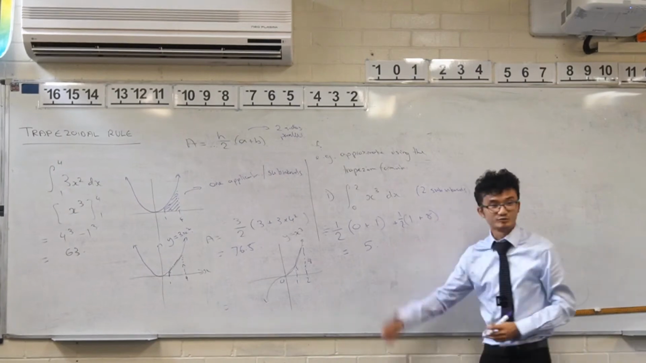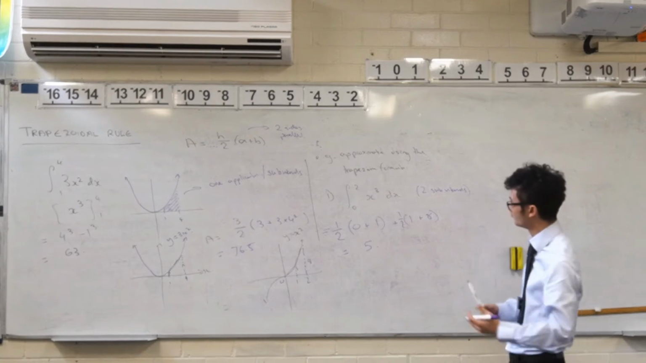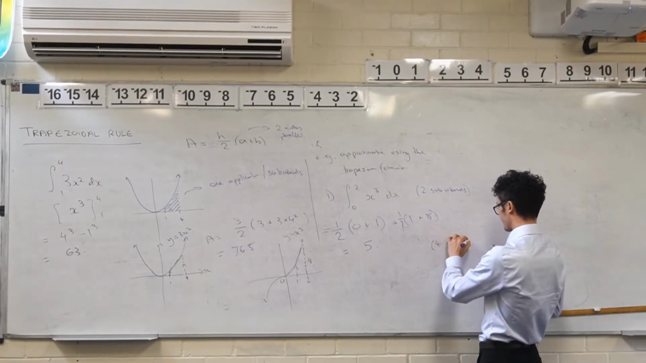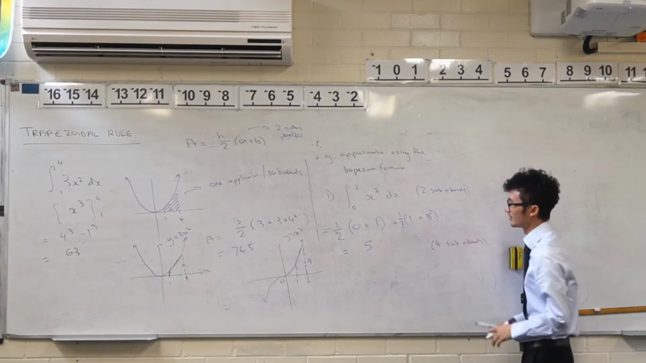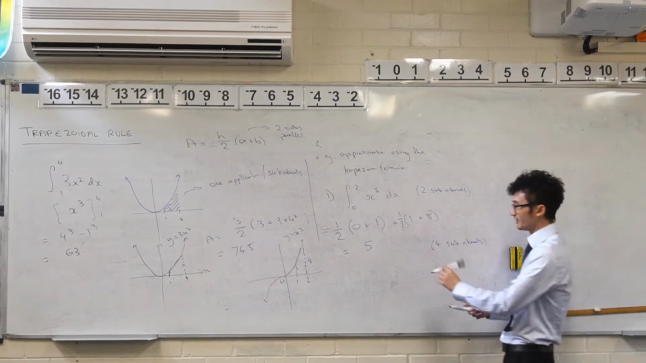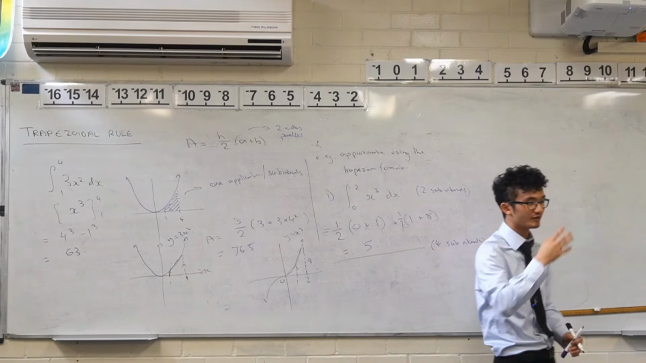What if I want to keep making this more accurate? What if I wanted to use, maybe not 2 subintervals, let's start using, I don't know, let's use 4 subintervals. What do you think we're going to have to do? Split into 4 different things, right? But obviously we don't want to just keep writing this out and keep drawing this out. There's got to be a better way.